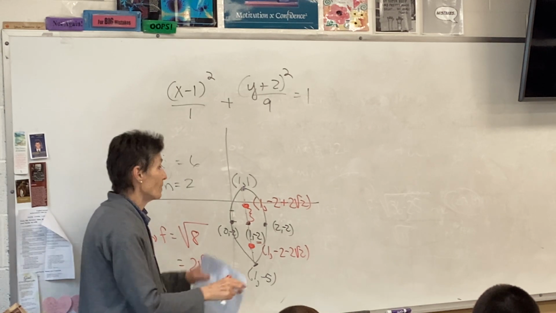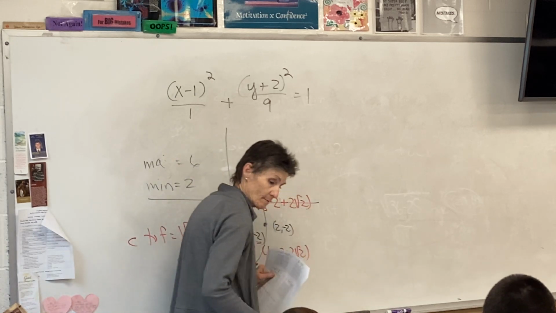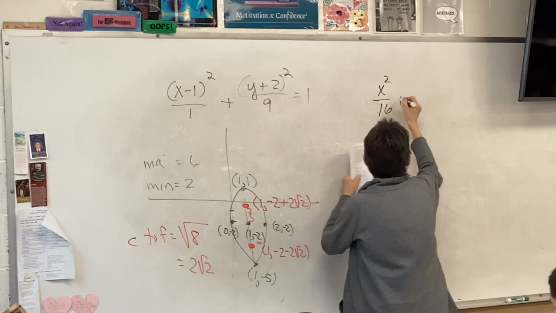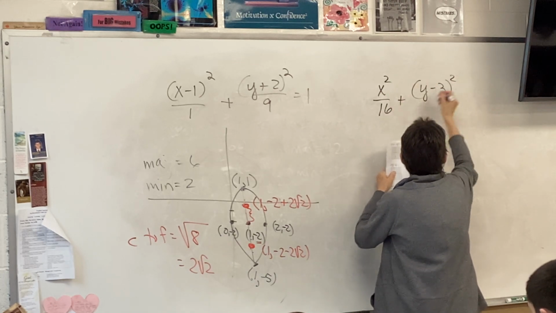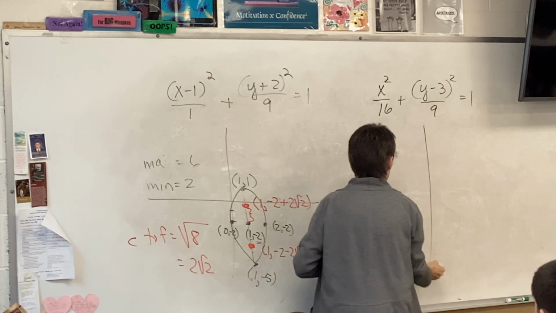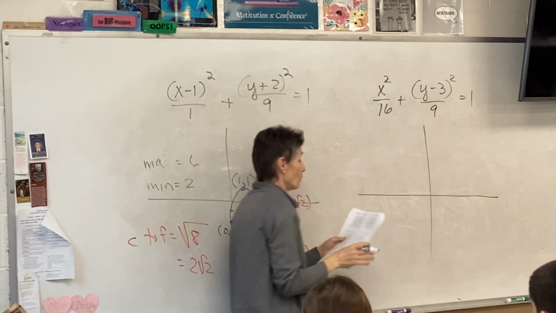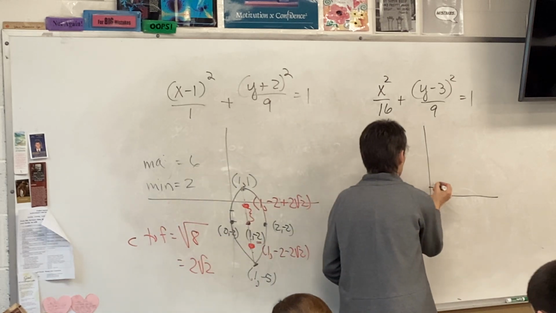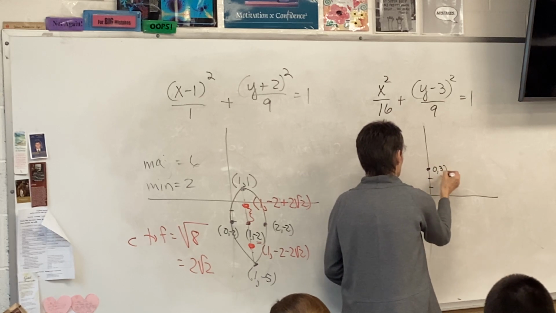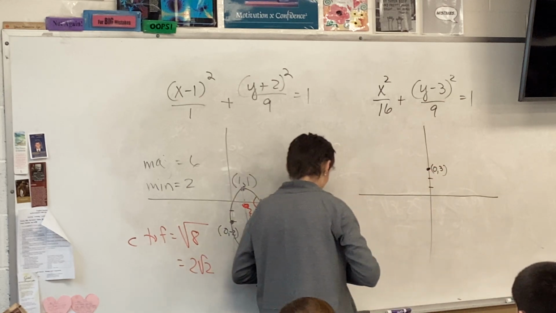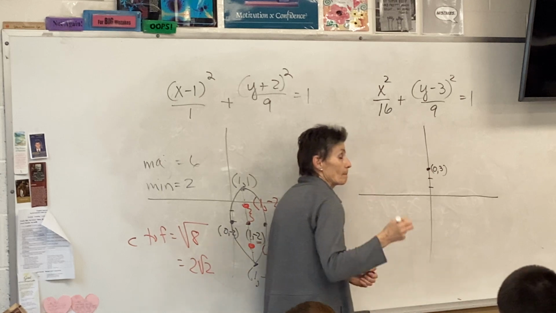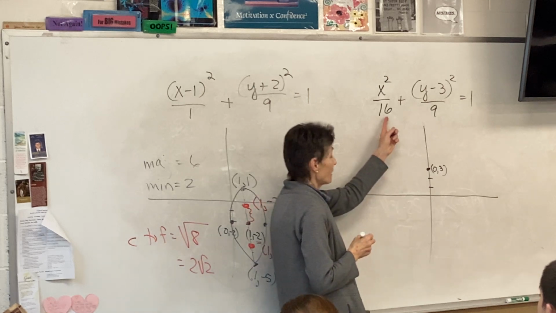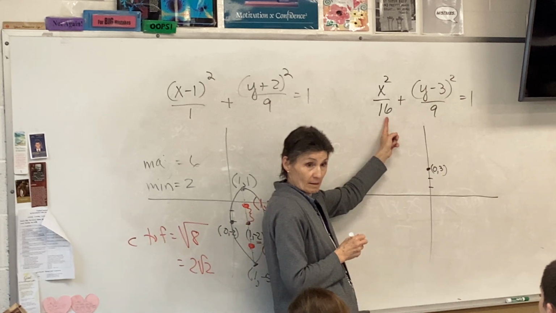We're gonna do one more, and then we'll do a practice problem for tomorrow's quiz. All right. Where's my center? 0, 3. Where are my vertices? Well, I don't know, but I know I'm going to go sideways 4.